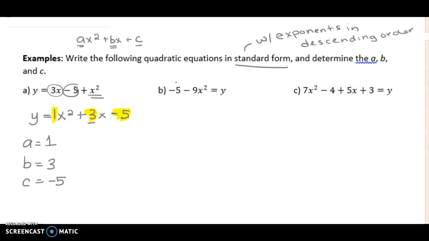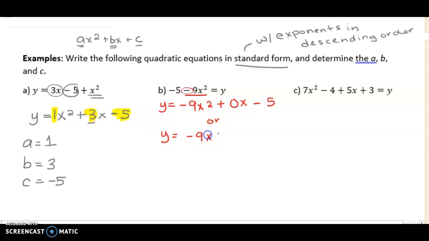All right, so let's do another one here. I always like my y on the left, though it doesn't have to be. So I'm going to say y equals, decreasing in power, negative, don't drop this minus sign, -9x squared. We don't have an x, so you can write 0x if it helps you, and then -5 is your constant. Or you can write y equals -9x squared minus 5. These are the same thing. You'll hardly ever see it with the 0x, but as you're learning your a, b, and c, if you want to put 0 in the place value, that's fine.